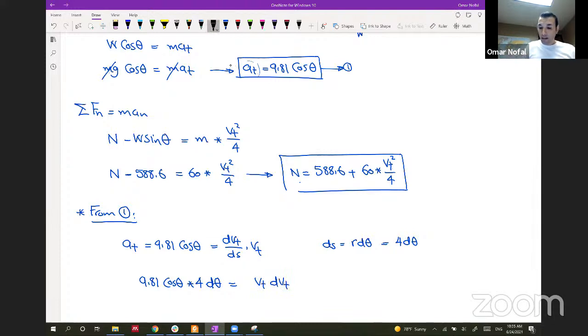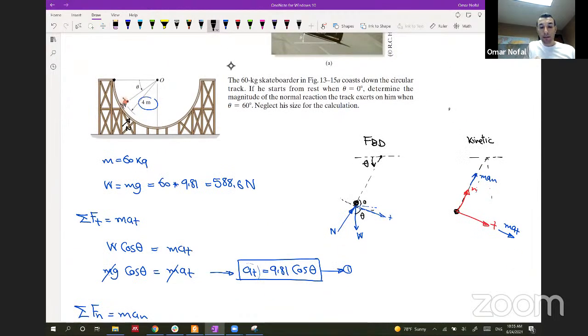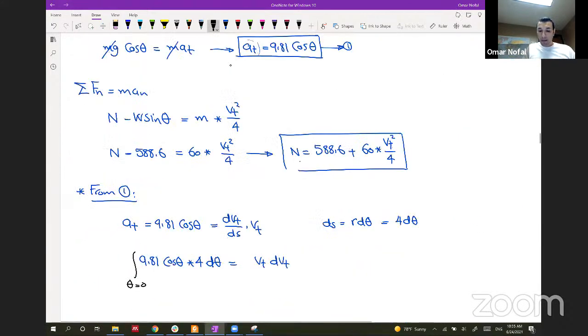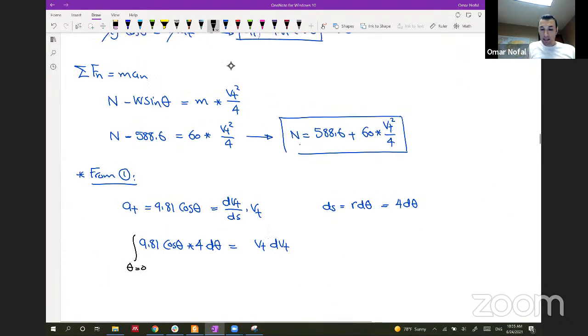So let's integrate here. The integration will be from theta equal to 0, because the problem says it starts from rest, so V tangent is equal to 0 at theta equals 0, and we need it at theta equals 60 degrees. So let's put the upper limit theta equals 60, and we know it started with v tangent equal to 0, up to vt, which is required.